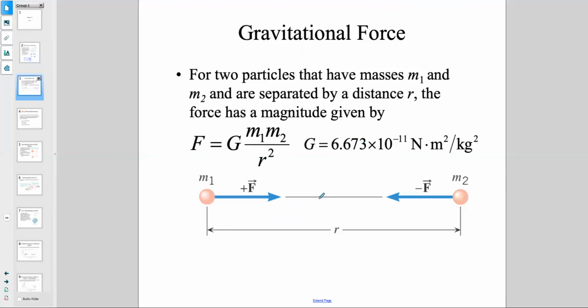Okay, so if I have m1 here and m2 here, this F is the F that m2 is applying to m1. So this is F of 2 to 1. And this negative F is the F that 1 is applying to 2. All right. And the reason that we choose this to be negative F is because this direction is positive and this direction is negative. Okay.